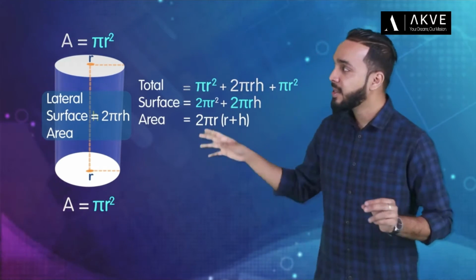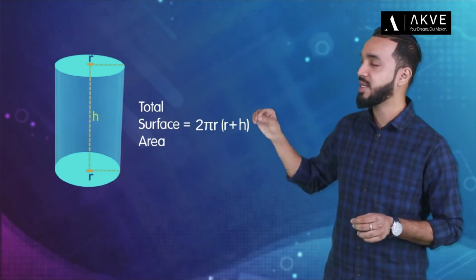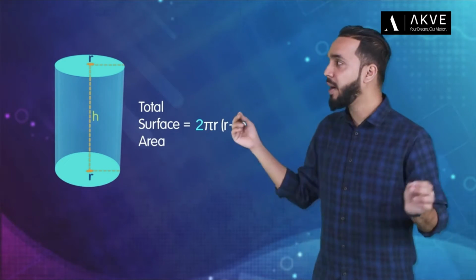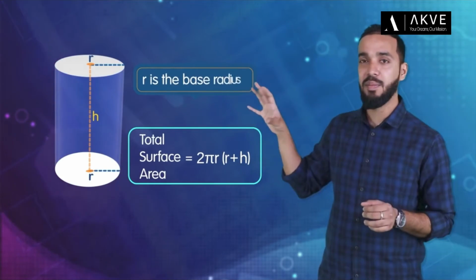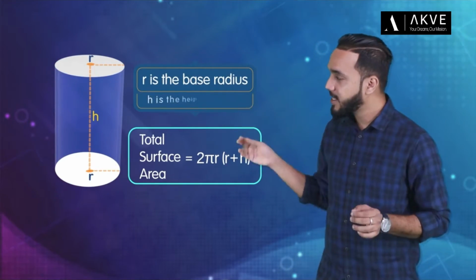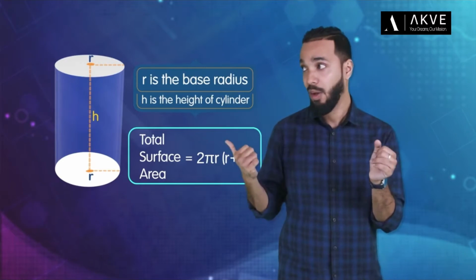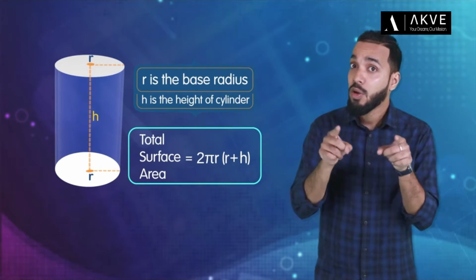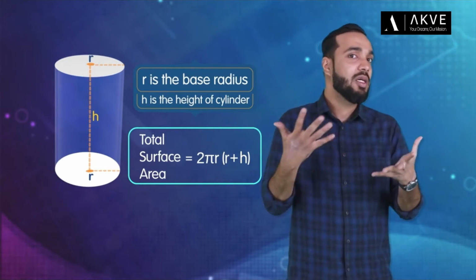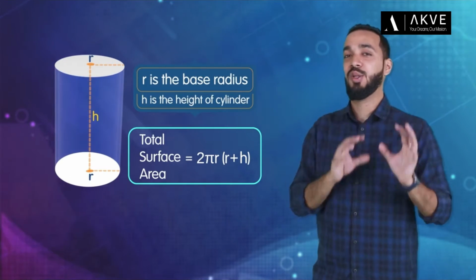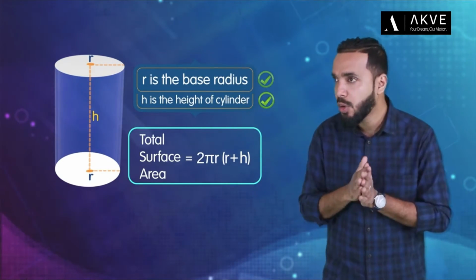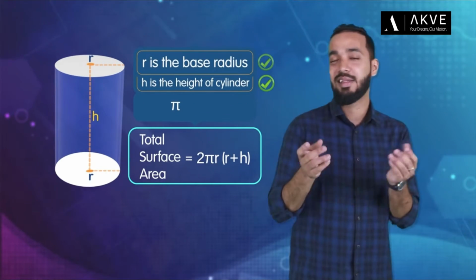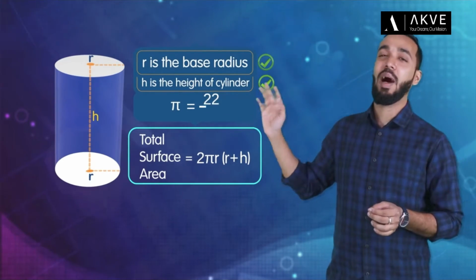So basically, the total surface area of this cylinder is equal to 2 pi r into (r plus h), where r is the base radius and h is its height. Now, this indicates that in order to find the total surface area of a right circular cylinder, we just need to know its base radius and its height. And we also need to know the value of pi, which is generally taken as 22 by 7.